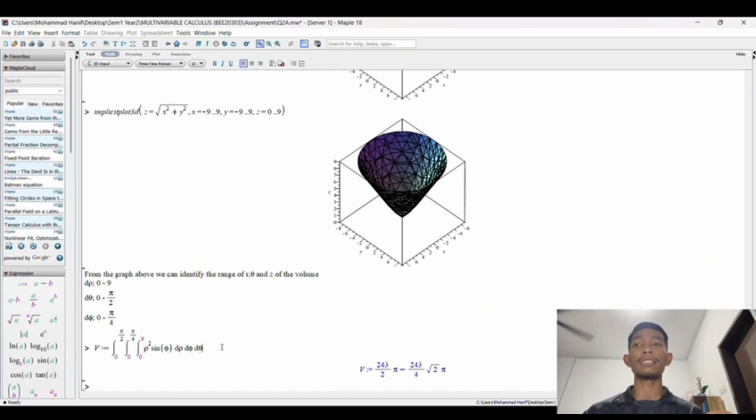After that, we insert the limits in the formula to find the volume using the triple integral in the spherical system, like in the coding, and then we run it. Now we can get the value for the volume. That's all for me.